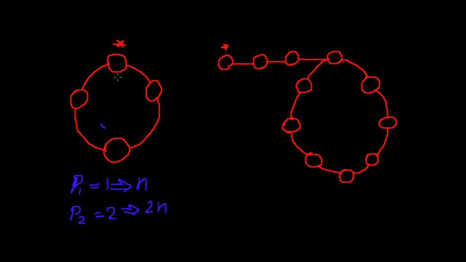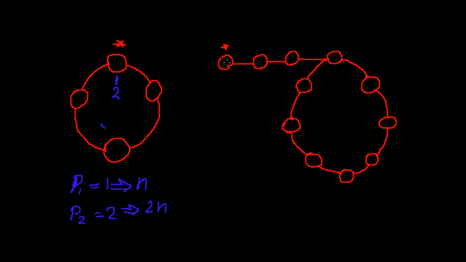And if P1 goes n units, he is going to end up again at the beginning of the linked list. And if P2 goes 2n units, he is going to end up at the beginning of the linked list as well. So the head of the linked list is where they're going to meet each other again.